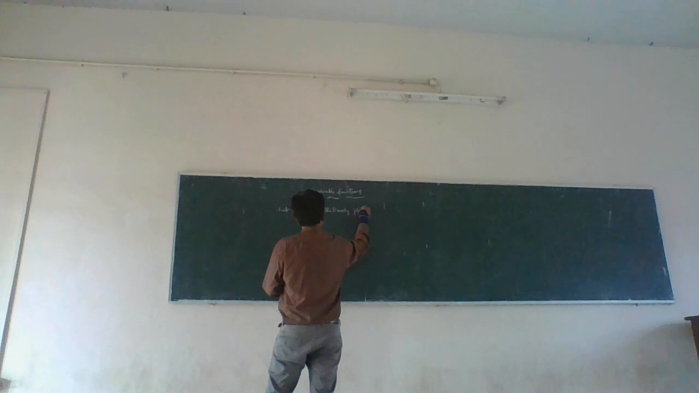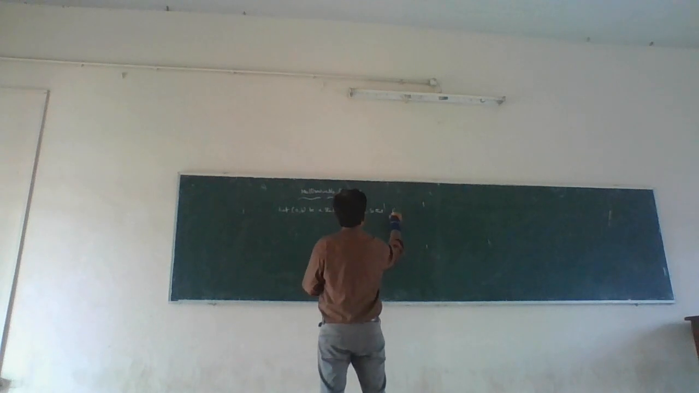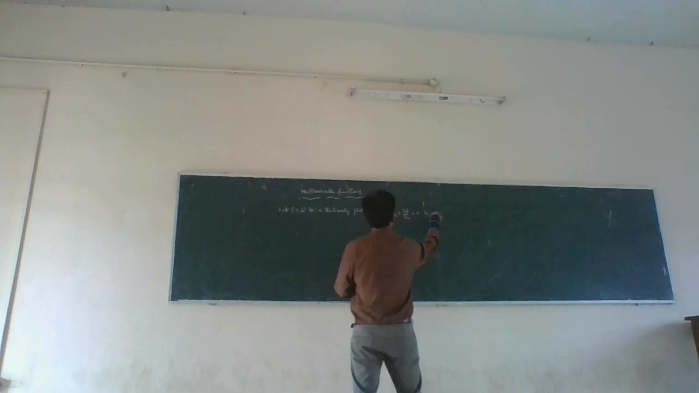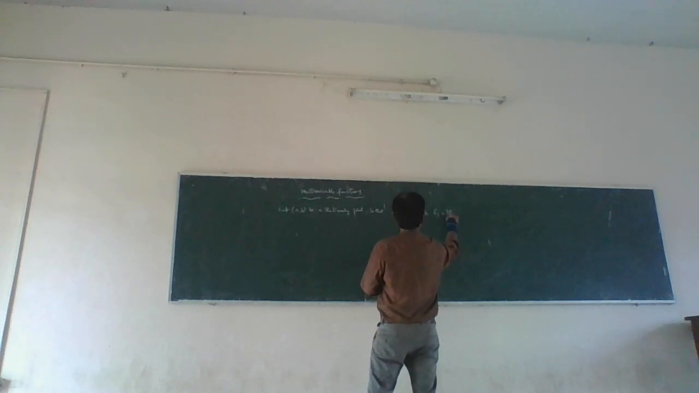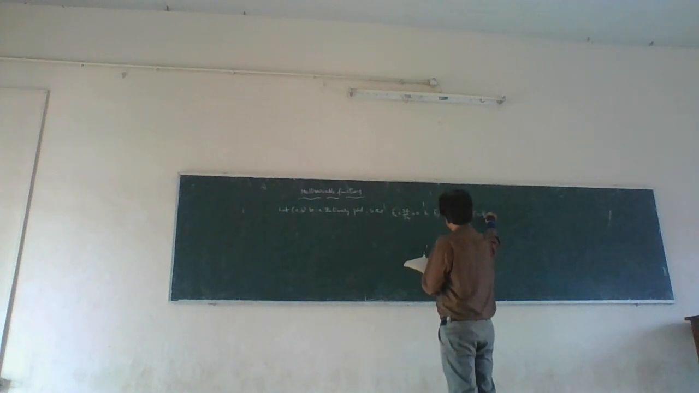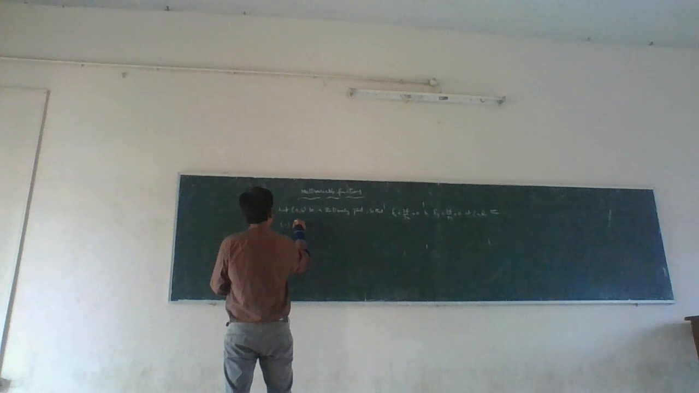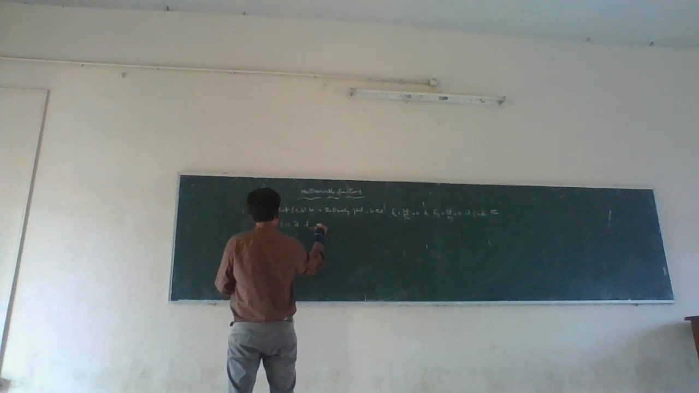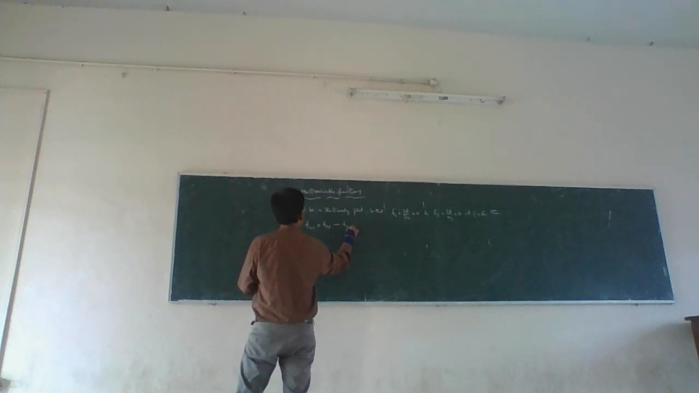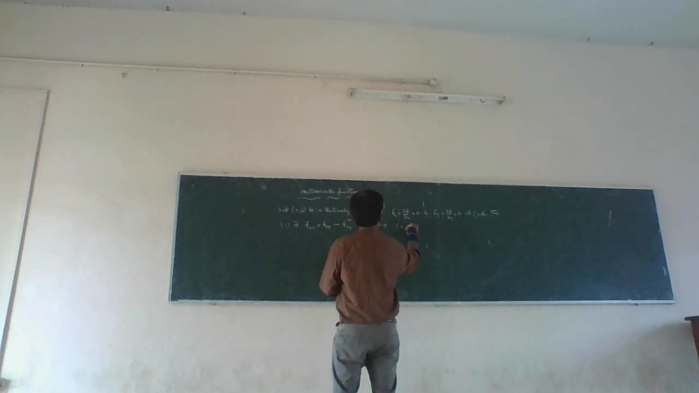Let (a, b) be a stationary point, so that fx, that means ∂f/∂x, becomes 0, and fy, that is ∂f/∂y, equals 0 at (a, b). Then what are the conditions? First condition: if fxx into fyy minus fxy square is less than 0, then (a, b) is a saddle point.